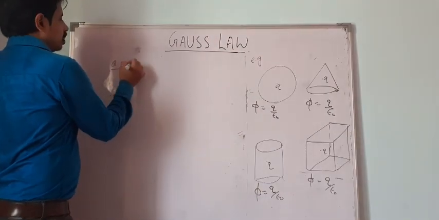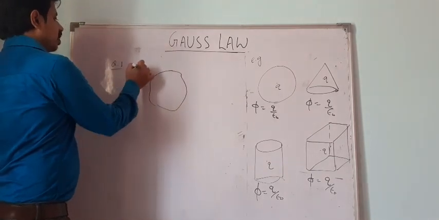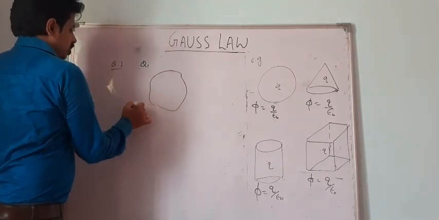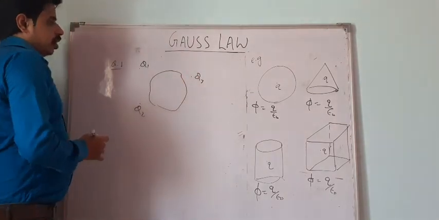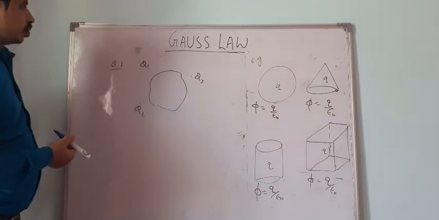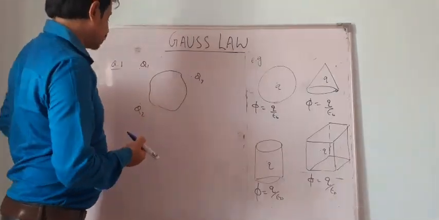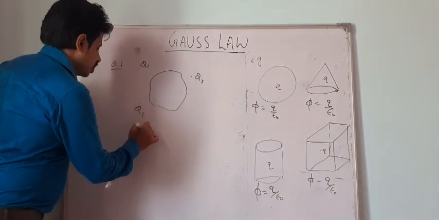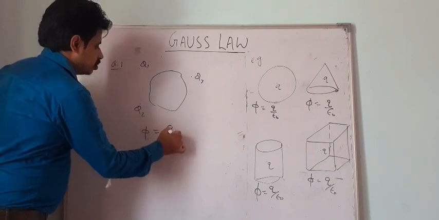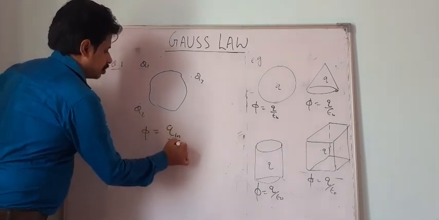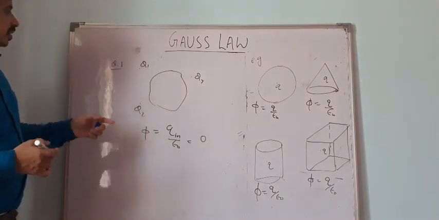Question number 1 is, suppose a closed surface is given and a charge q1, a charge q2 and a charge q3 outside it. So what will be the flux through this surface? What will be the flux of electric field through this closed surface? So my answer will be Gauss law. Since the surface is closed, I can apply Gauss law. So phi is equal to q inside by epsilon naught, that is 0, because there is no charge inside the surface.